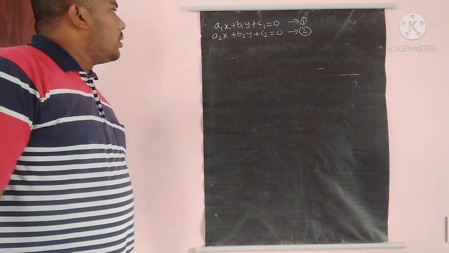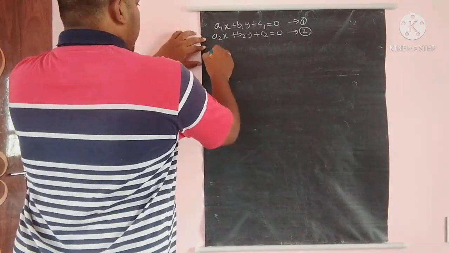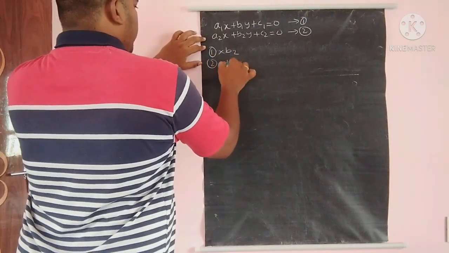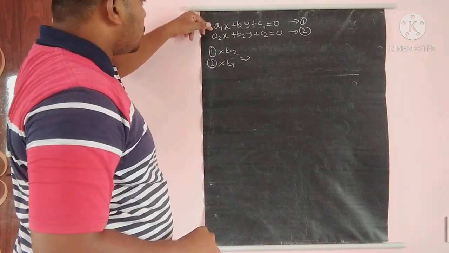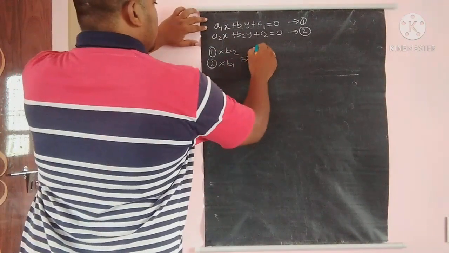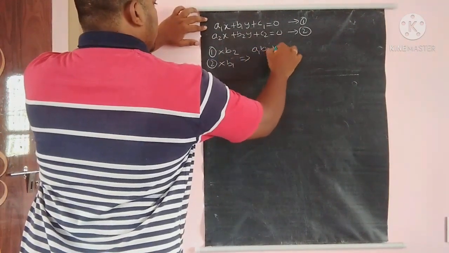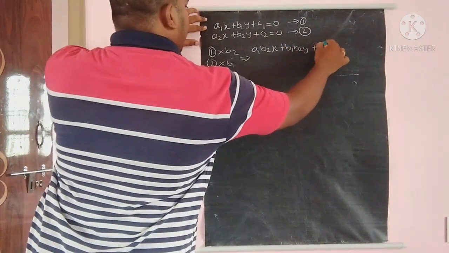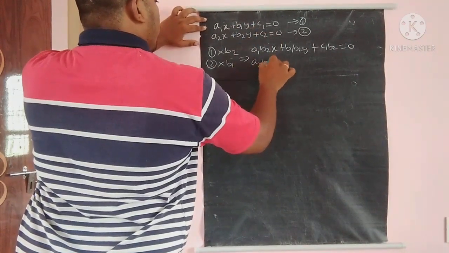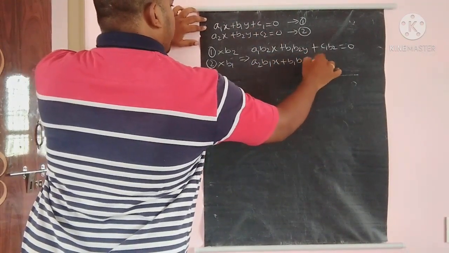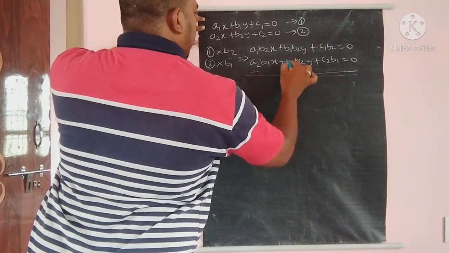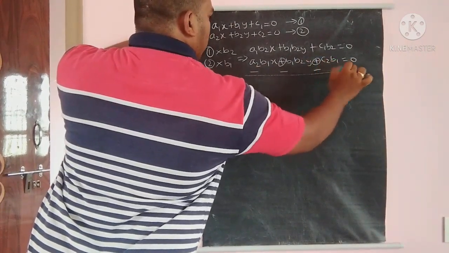So now we need to find out x value. Equation 1 with b2, equation 2 with b1. Why? Because we need to find out x value, so that we need to eliminate y value. So we are multiplying with the y coefficients. This will be a1 b2 x plus b1 b2 y plus c1 b2 is equals to 0. This is a2 b1 x plus b1 b2 y plus c2 b1 is equals to 0. So subtraction, this symbol should not be considered, this also should not be considered.